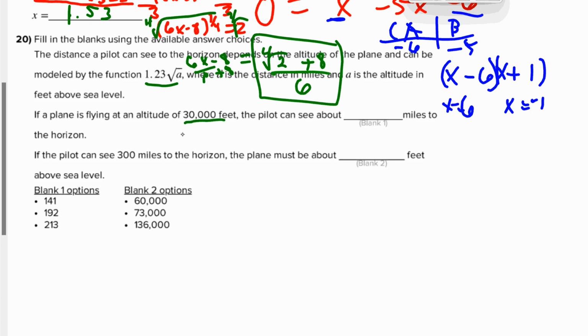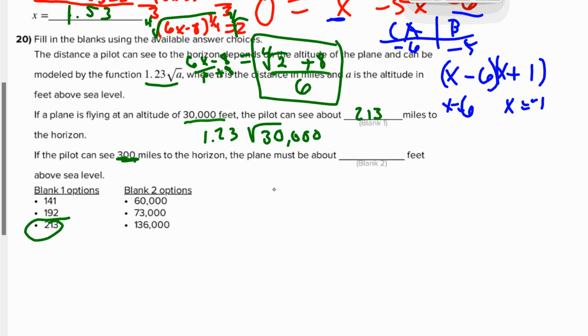So if we want an altitude of 30,000 feet, I'm just plugging this into my calculator: 1.23, push the square root button, and then 30,000, and I get 213. So we get 213. Same thing here. I want 300 miles. The pilot can see 300 miles above the horizon, and the plane must be at so many feet above sea level.